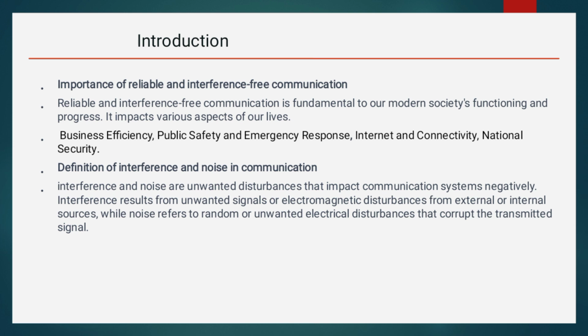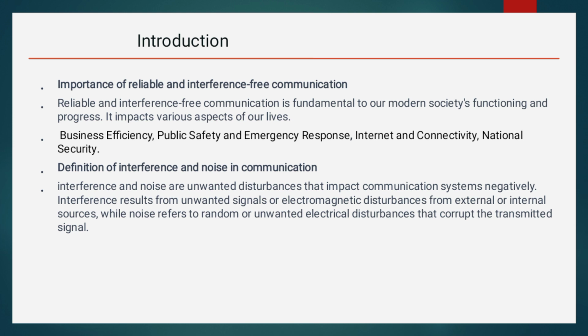So first of all, what is the importance of reliable and interference-free communication? Reliable and interference-free communication is fundamental to our modern society's functioning and progress. It impacts various aspects of our lives, from everyday interaction to critical operations, making it a key priority for individuals, businesses, and governments alike. Investing in robust communication systems and implementing interference reduction techniques is essential to meet the growing demands of our connected world. Like that we describe business efficiency, public safety, emergency response, internet connectivity, national security. It is critical to military operations, intelligence gathering, and maintaining secure government networks.